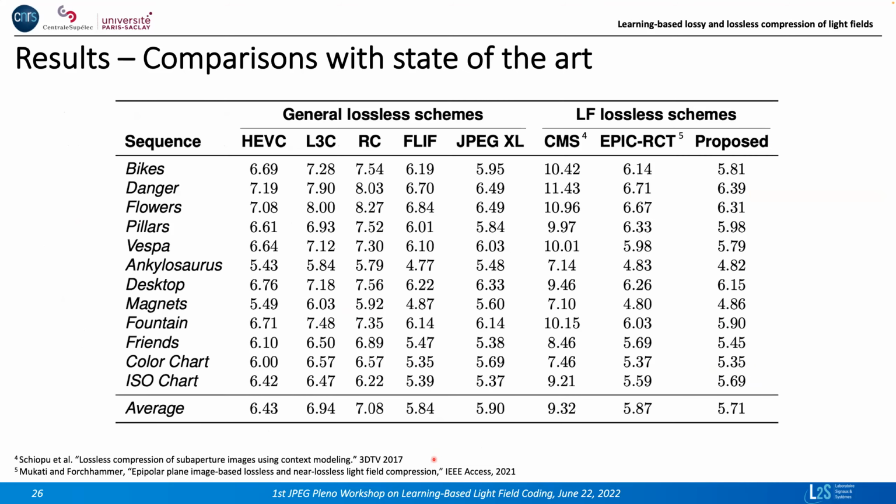We compared this best model that I just showed you with general lossless schemes and light field specific lossless schemes that have been proposed in the literature. You can see here the average results on the JPEG test condition that we used. We see that we can get some significant gain, especially with respect to the general lossless schemes that you can use, like HEVC or FLIF or JPEG XL.